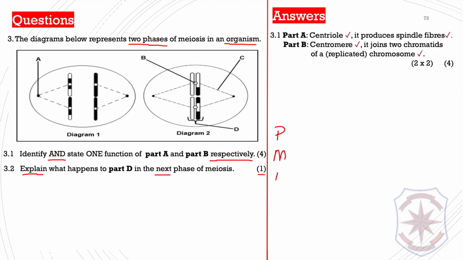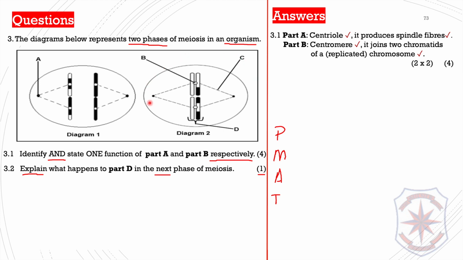PMAT. PMAT. Remember that abbreviation is going to help us a lot. This abbreviation does not only help you to identify the different phases or memorize the different phases, it also helps you to check the order in which they appear.